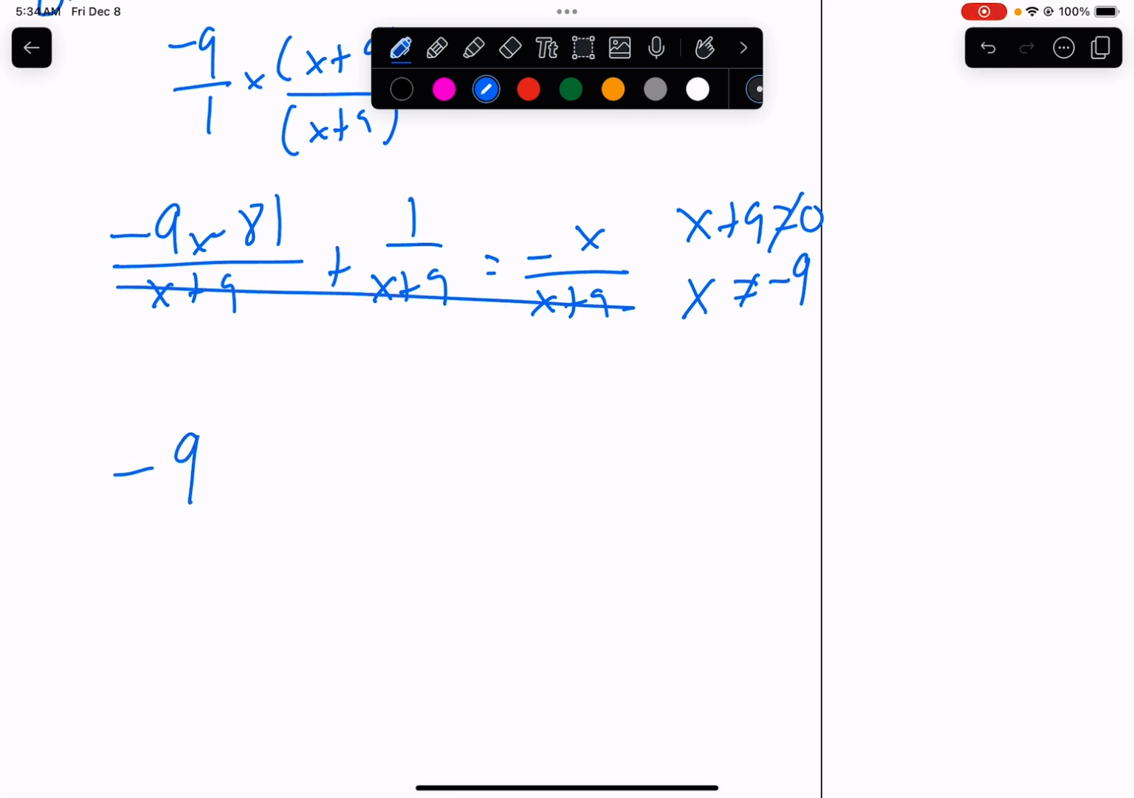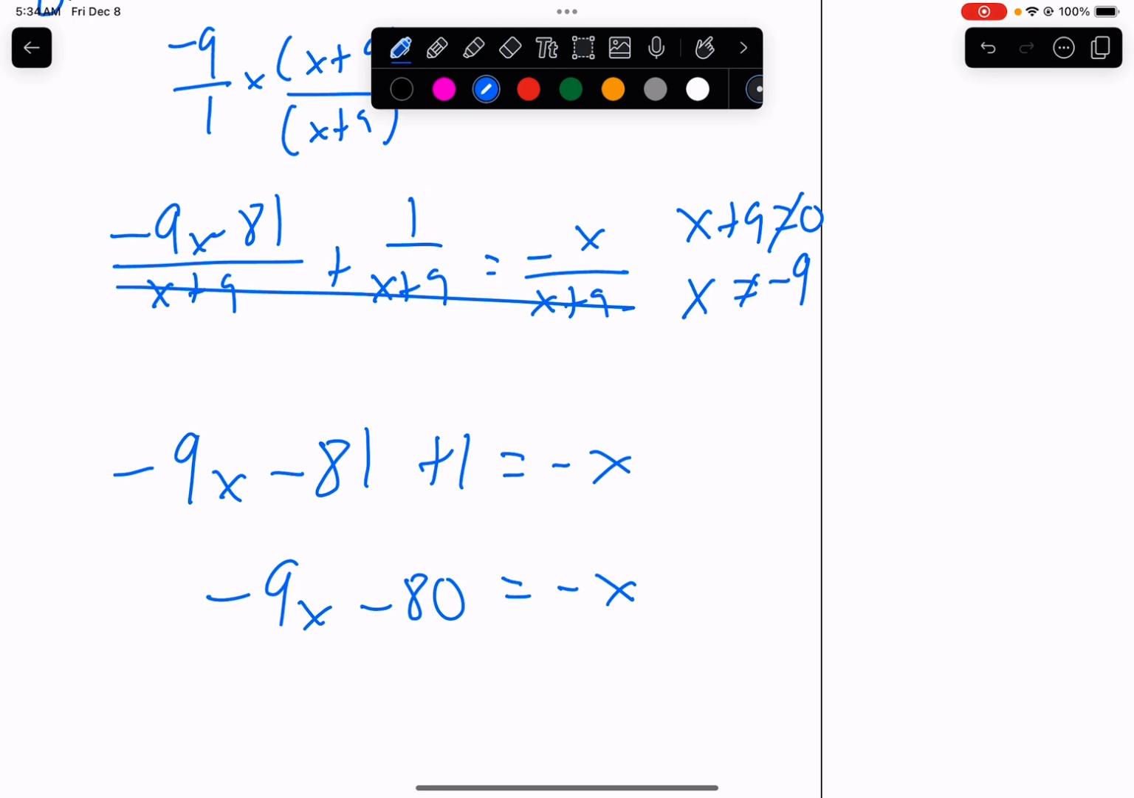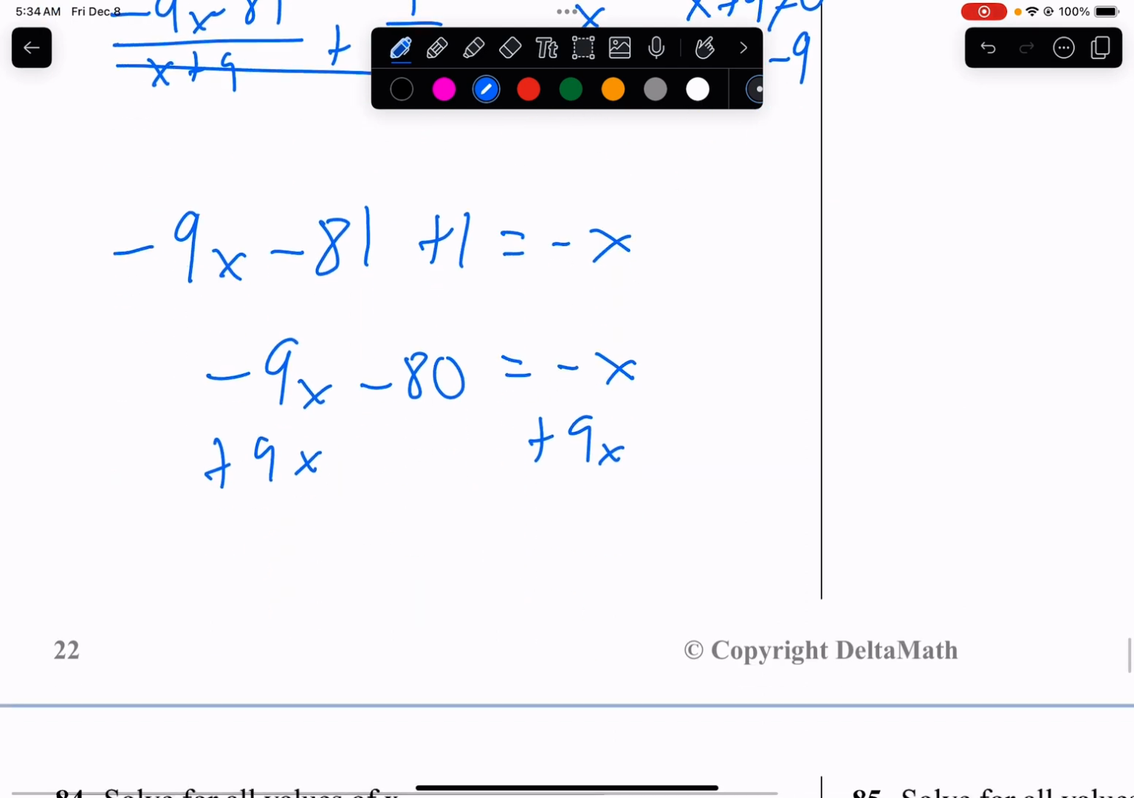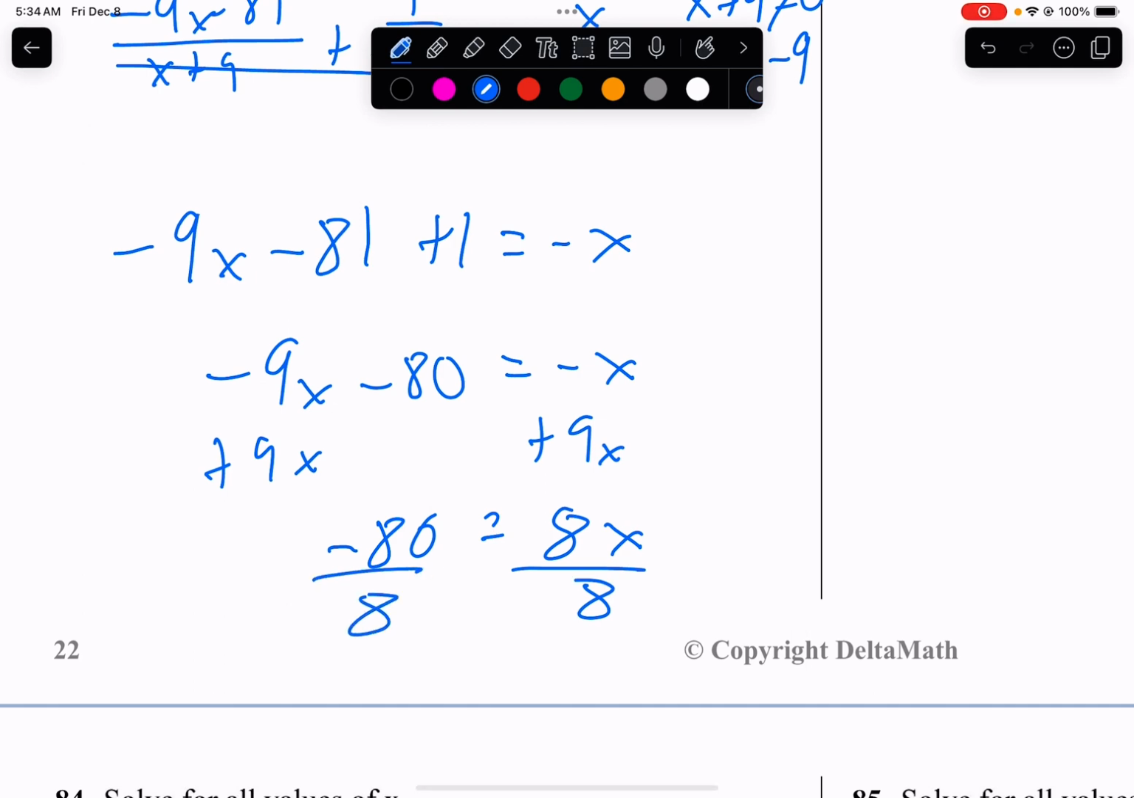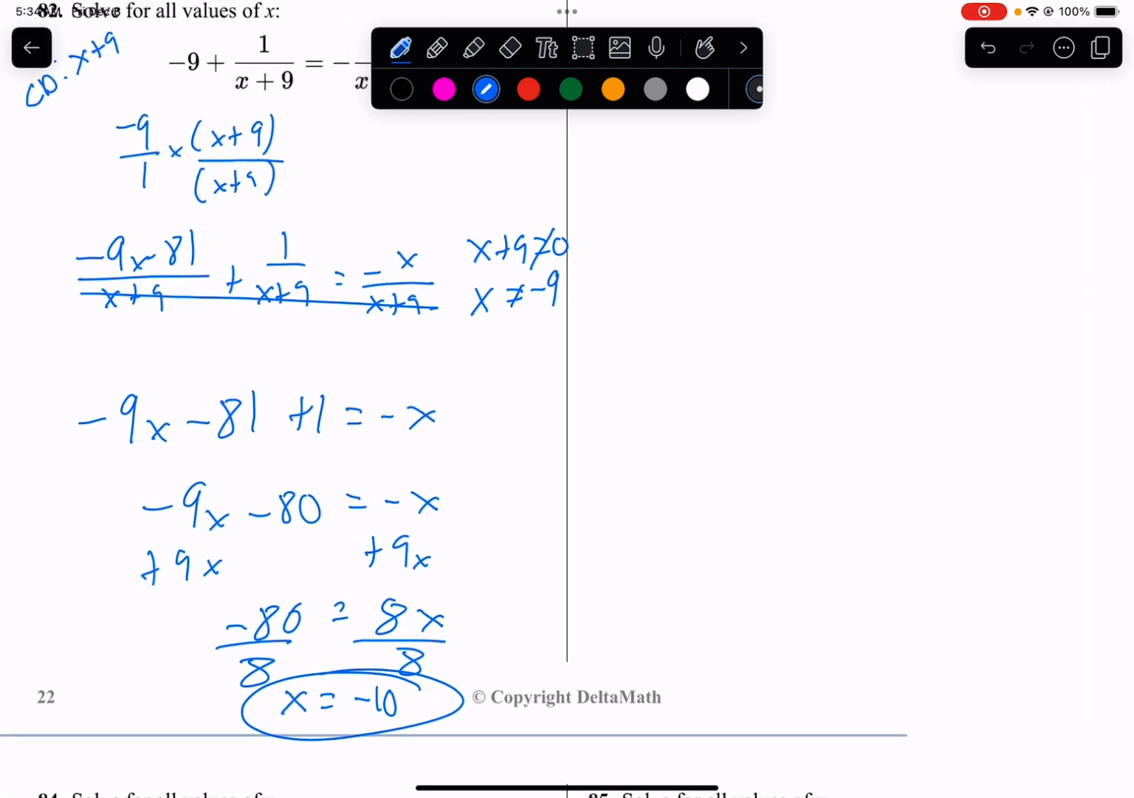We get negative 9x minus 81 plus 1 equals negative x. We can combine like terms. We get negative 9x minus 80. Add 9x, and we get negative 80 is equal to 8x. Divide both sides by 8, and we get that x equals negative 10. And then we can check: is this guy good to go? Yep, so that is my answer.